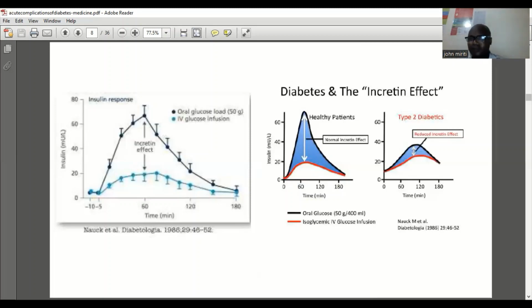Whereas in type 2 diabetes, in the comparison, the incretin effect is reduced. It means that when a diabetic patient is given oral glucose, and another patient at the same time is given IV glucose, the difference is small. Meaning that in type 2 diabetes, the effect of this incretin is reduced.